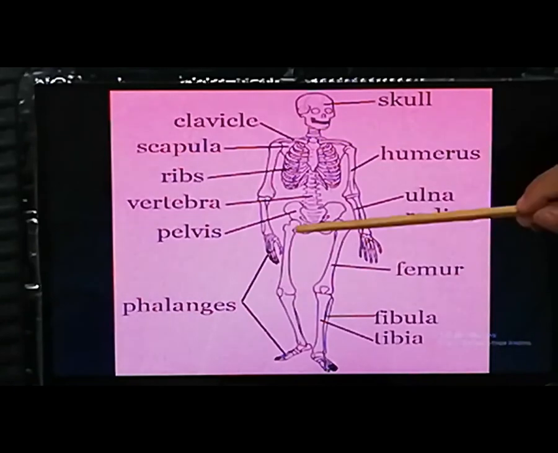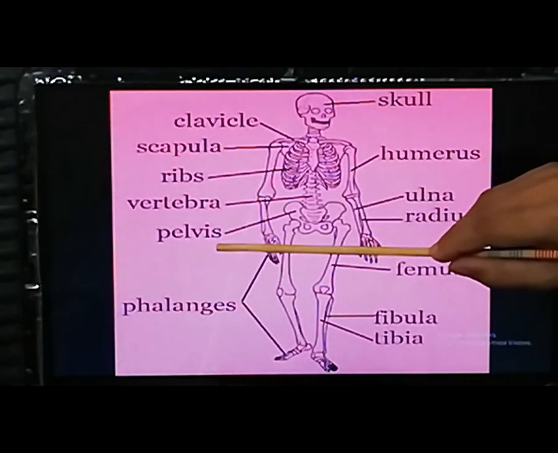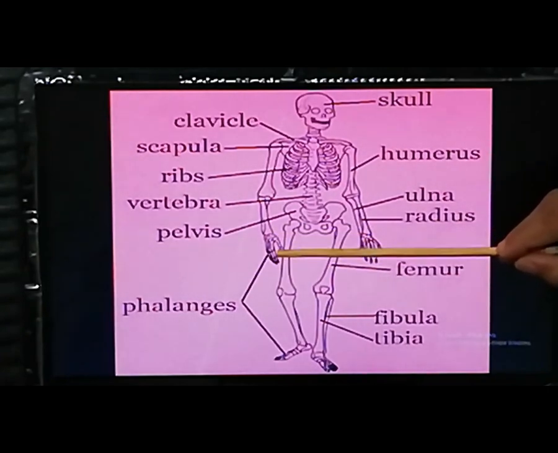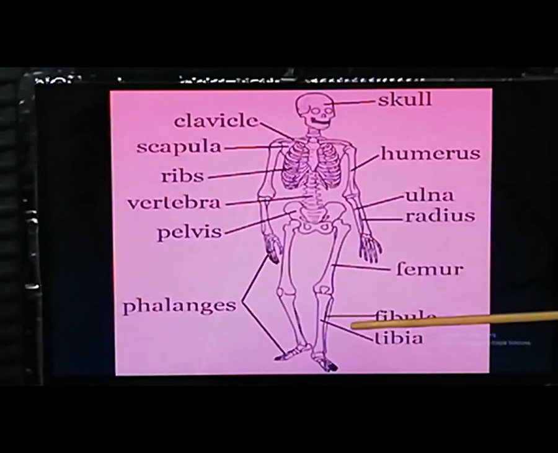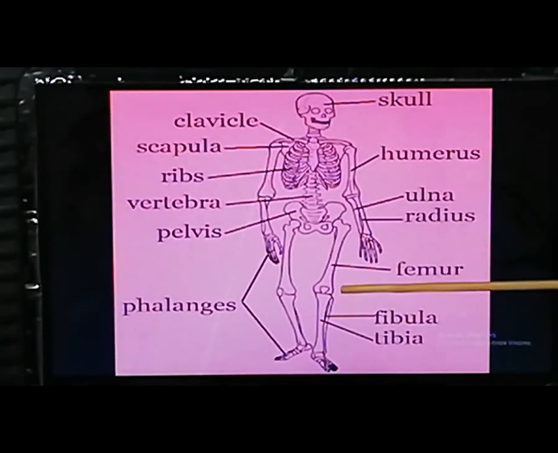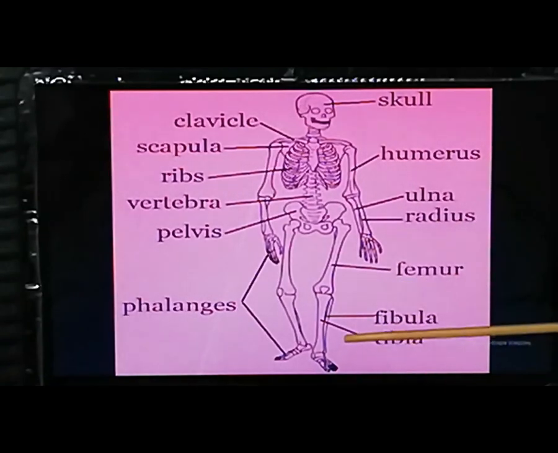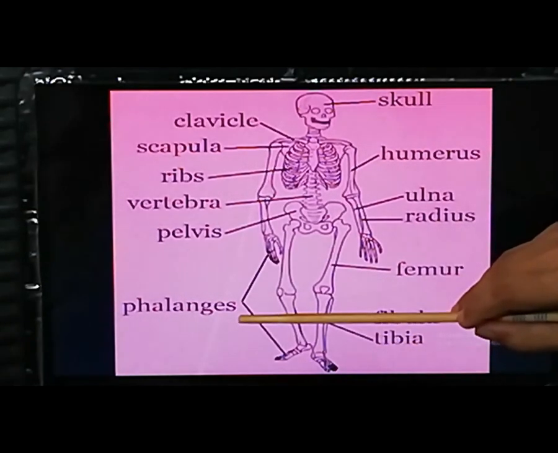This is our backbone or spine, which is also known as vertebra. This is our large bone, pelvis. These are our hand bones, phalanges. This is our thigh bone, femur. And our thigh bone is connected with our lower leg bones by a joint called the knee joint. And there are two bones in our lower leg, fibula and tibia. And these are our foot bones, phalanges.